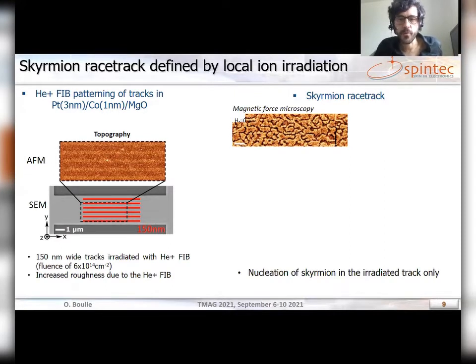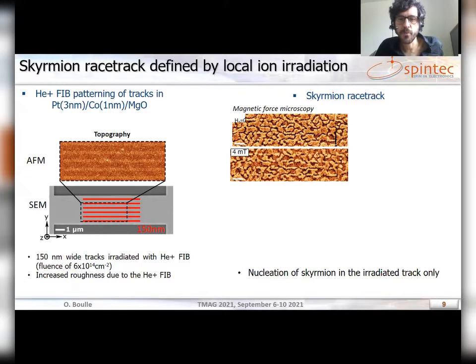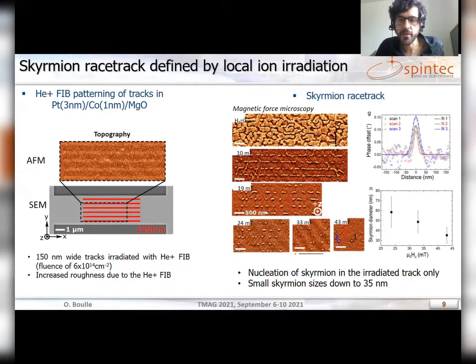At remanence, striped domains are observed, but when applying a small perpendicular magnetic field, the non-irradiated part saturates due to the larger perpendicular anisotropy, while striped domains align along the irradiated tracks. Increasing the field further leads to separation of this worm domain into a single array of isolated skyrmions in the track. And actually, they can be compressed towards smaller sizes, down to 35 nanometers, by applying a larger magnetic field.